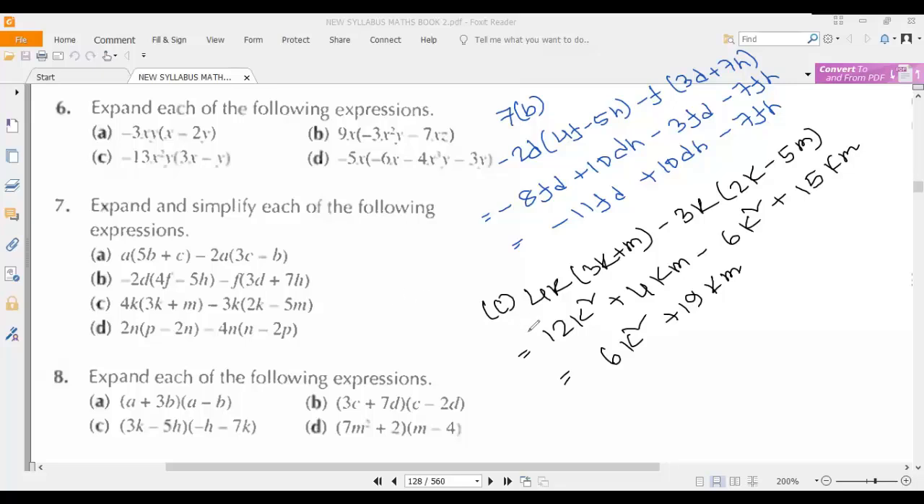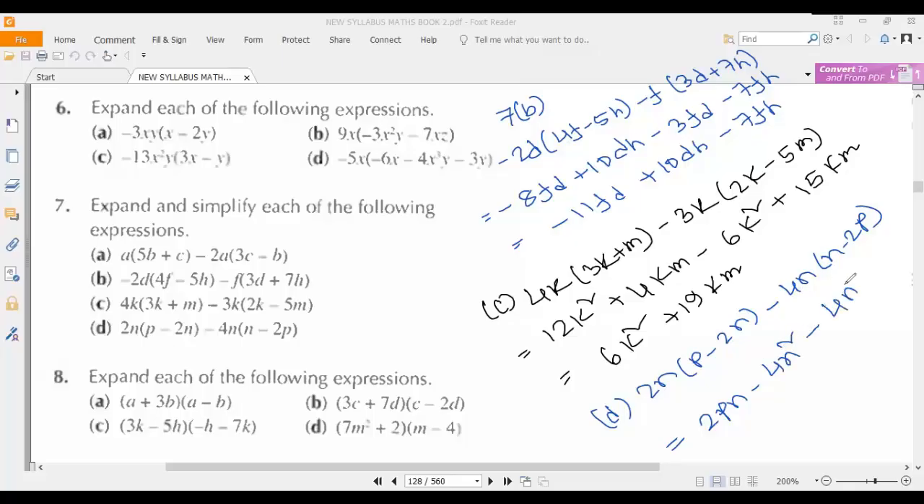Done. Now number D says 2n into p minus 2n, minus 4n into n minus 2p. So 2n into p will be 2pn, minus 2 fours are 8n square, minus 4n into n, 4n square, minus a plus 4 twos are 8pn. Now 2 plus 8 will be 10pn, minus 4 minus 4, minus 8n square.